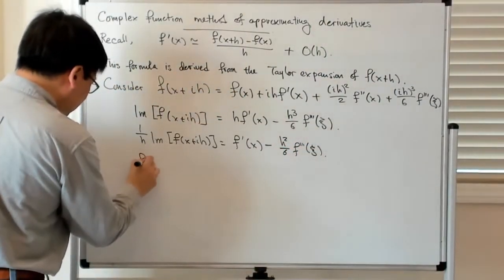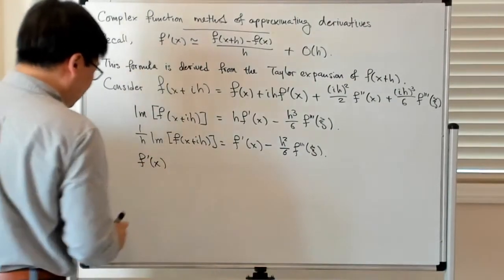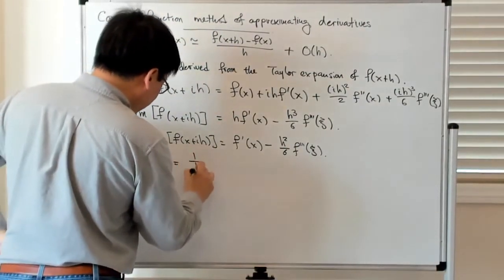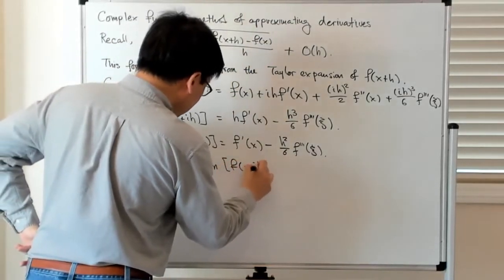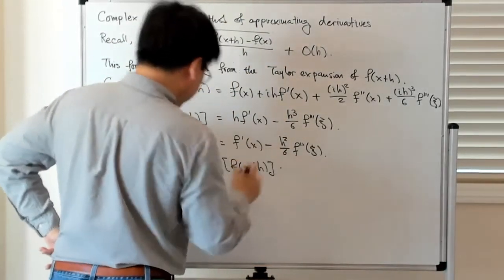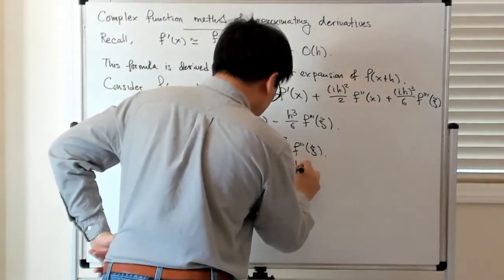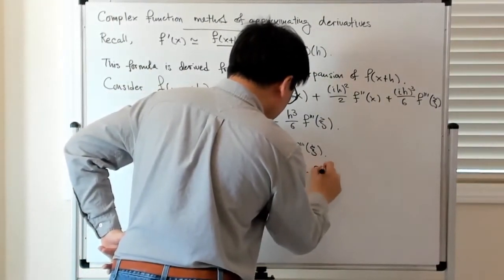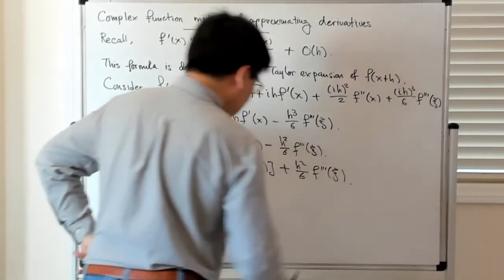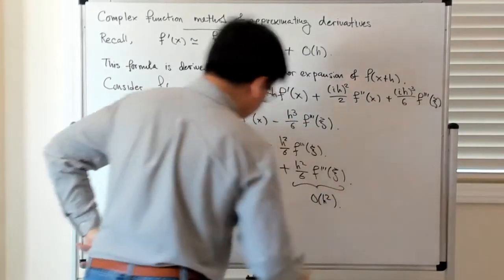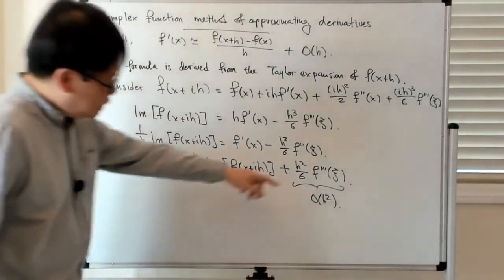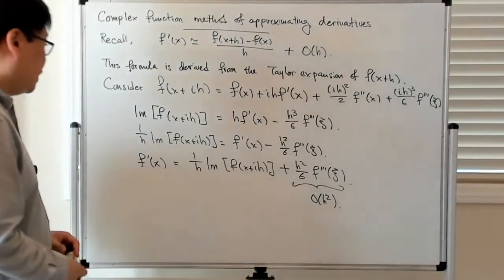Okay, and that way, and then reordering, I get f prime of x is equal to 1 over h, imaginary part of f(x plus ih), plus h squared over 6 f triple prime at c. So this is a big O of h squared term. All right, so that's the truncation error, which we had before.